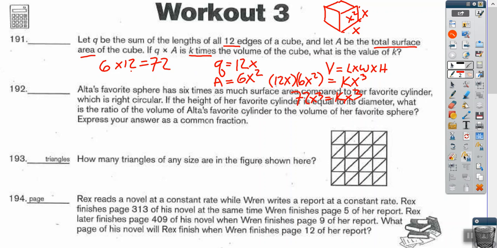So it's always a good idea to go into geometry rules, and this is always like half of it.